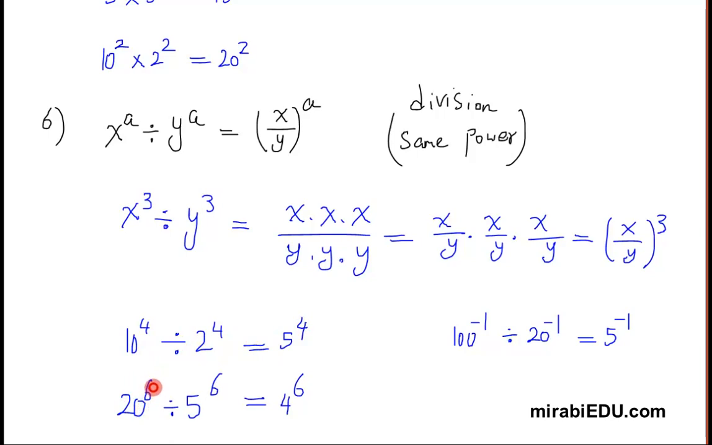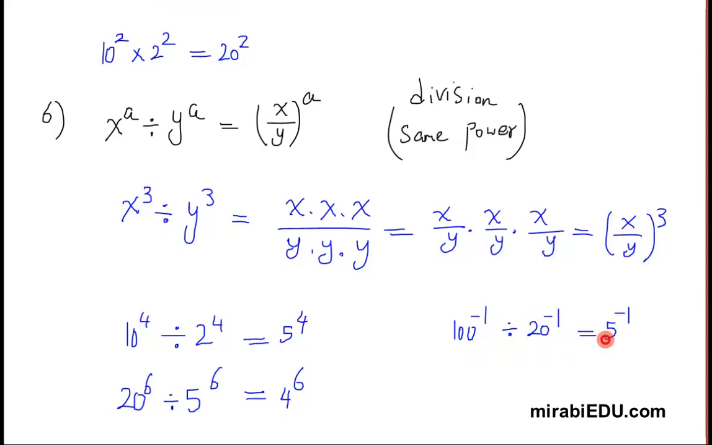20 to the 6th power divided by 5 to the 6th power, we keep the same power and we divide the bases: 4 to the 6th power. Here we have a negative power, but it doesn't matter, the power is the same. So we keep the same power and divide the bases. 100 to the negative 1 divided by 20 to the negative 1 equals 5 to the negative 1.